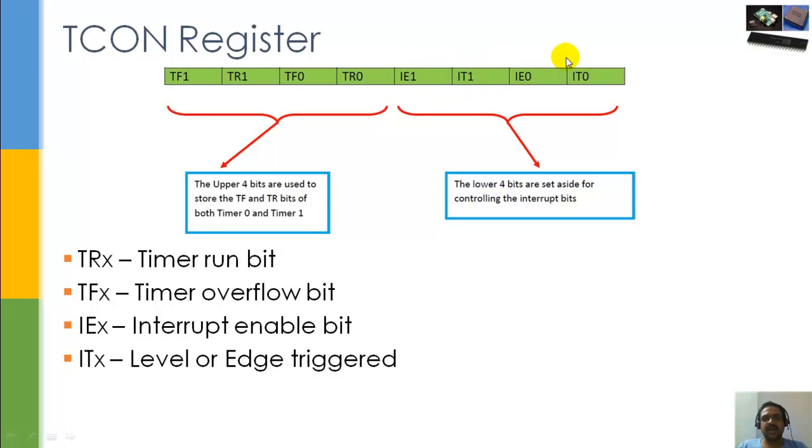Now, what is this IT1 and IT0? Whether you want the timer to be sensitive to edge or level triggered. Already I've told you what is edge triggered and what is level triggered while talking about memory read write operation. So recall that. This IT0 or IT1 will make timer 0 or timer 1 either edge triggered or level triggered. So this is the TCON register for you.